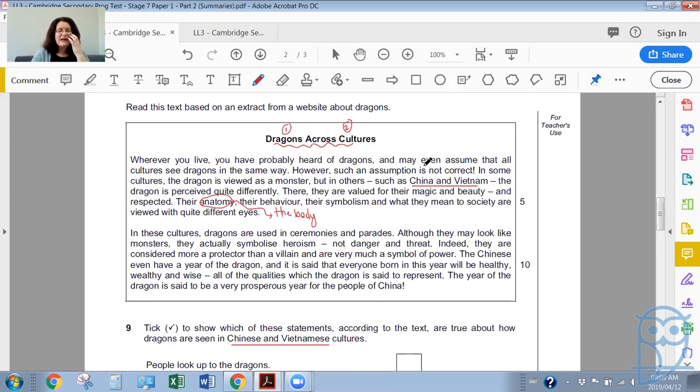Okay, so when we look at China and Vietnam, we're talking about Eastern culture. And so we can assume that the writer is talking about the different views in Western culture as opposed to Eastern culture. Okay, so you have those two different contrasting views.